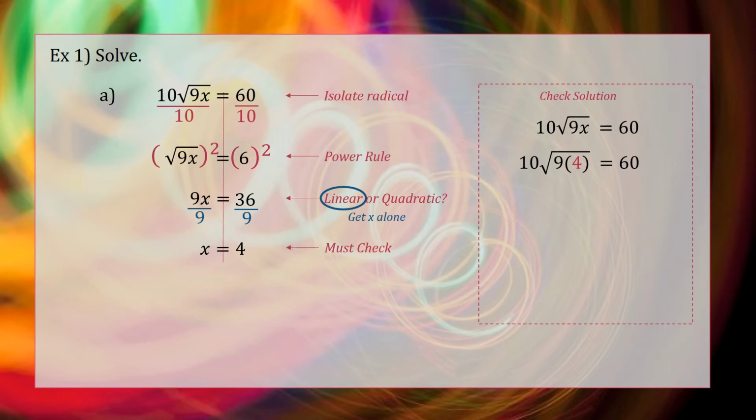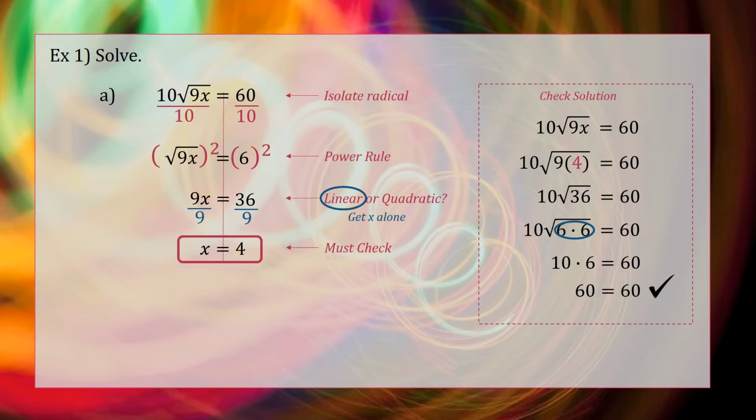Under the radical we have 9 times 4, which we know is 36. Under the radical we know 36 is made up of 6 times 6. And since there is a complete set under the radical, we can bring that out and write it as 10 times 6. And 10 times 6 does equal 60, and so we have a true statement. 60 equals 60, which means x equals 4 is our solution. So now you can circle it or put a box around it.